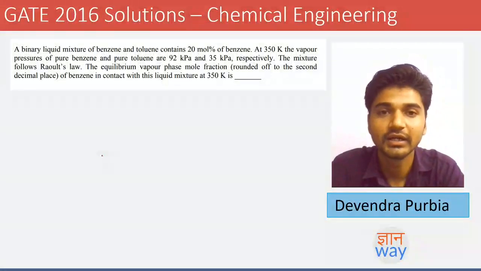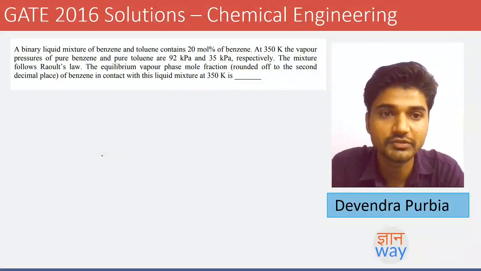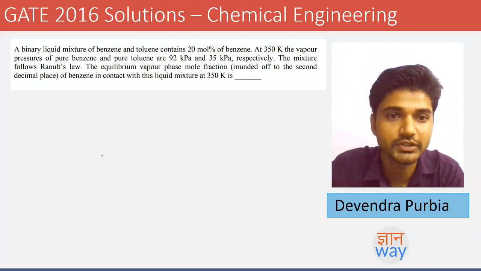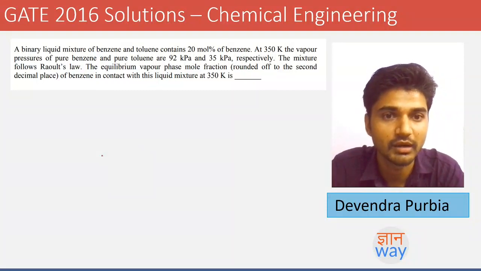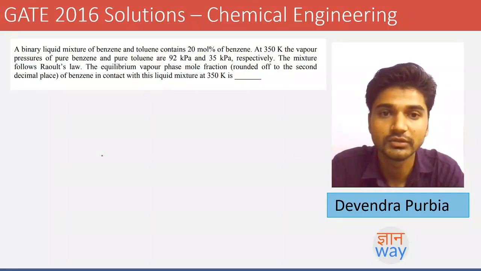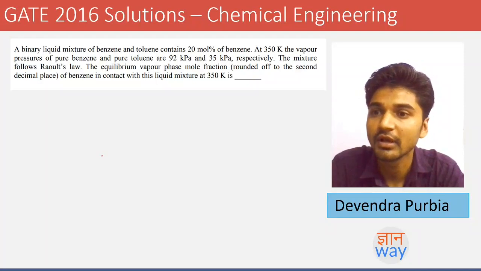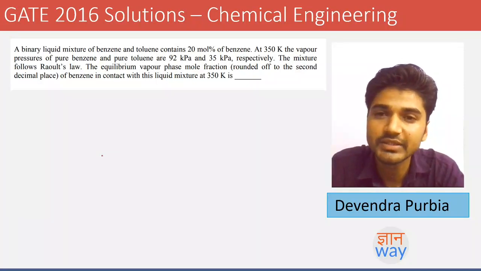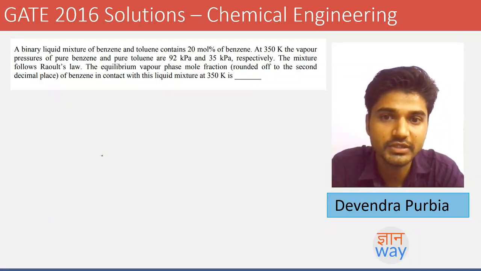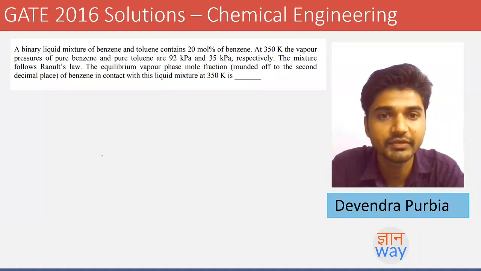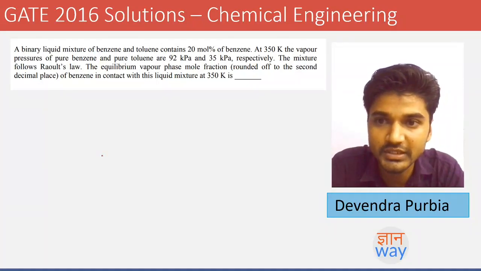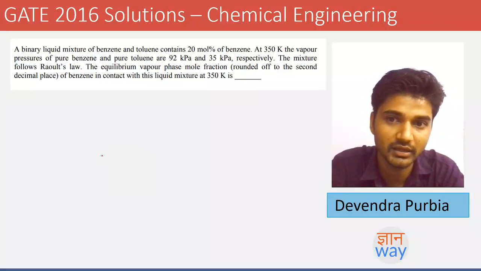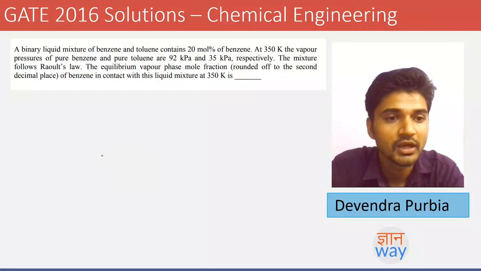Hi everyone. Today's agenda for this video solution is to find the solutions of questions given in GATE Chemical Engineering 2016 paper from the mass transfer part. So here the first question is: a binary liquid mixture of benzene and toluene contains 20 mole percent of benzene at 350 Kelvin. The vapor pressures of pure benzene and pure toluene are given as 92 kilopascal and 35 kilopascal.